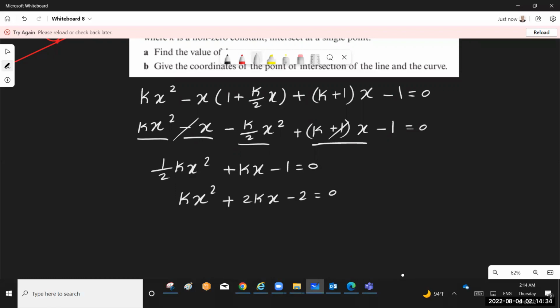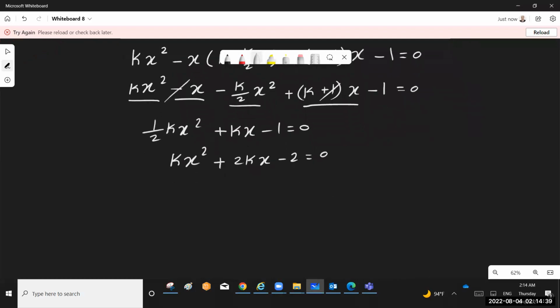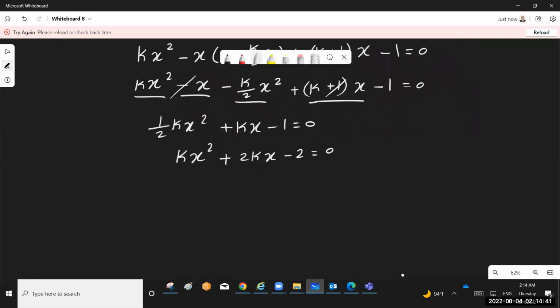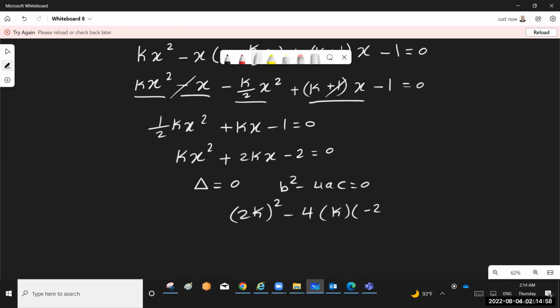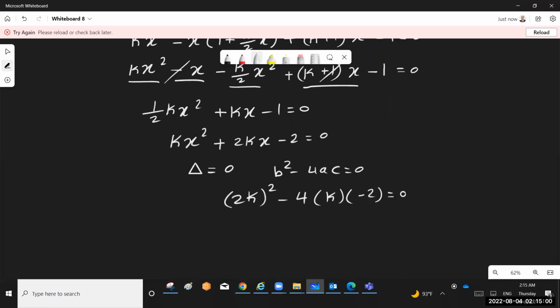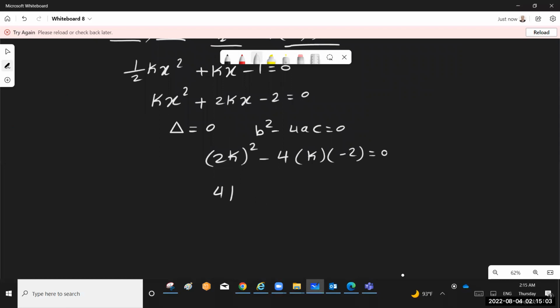As I told you, this equation has only one solution, or one intersection point between the two equations. It means the delta is 0. The b squared minus 4ac is equal to 0. So the b is 2k, okay, 2k squared minus 4, the a is k, and the c is negative 2, is equal to 0. So I have 4k squared plus 8k is equal to 0.